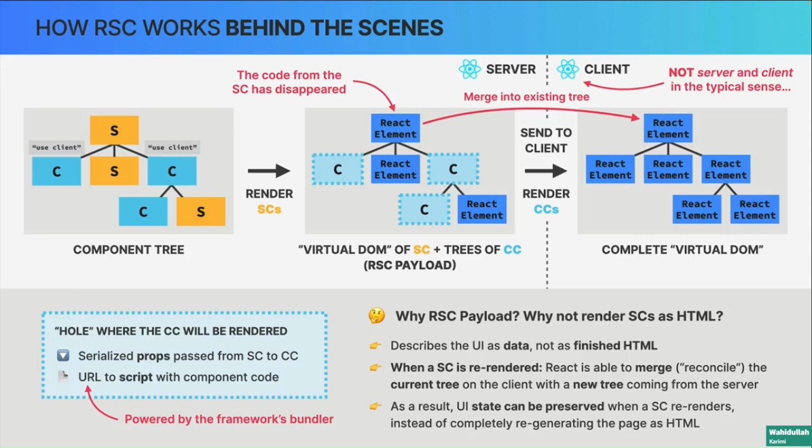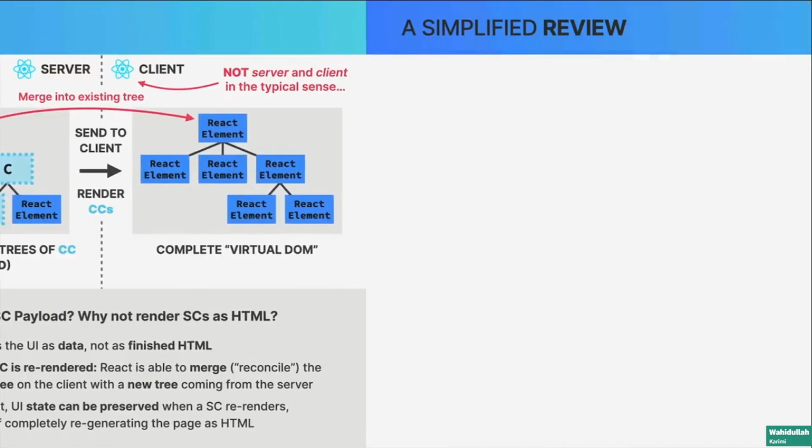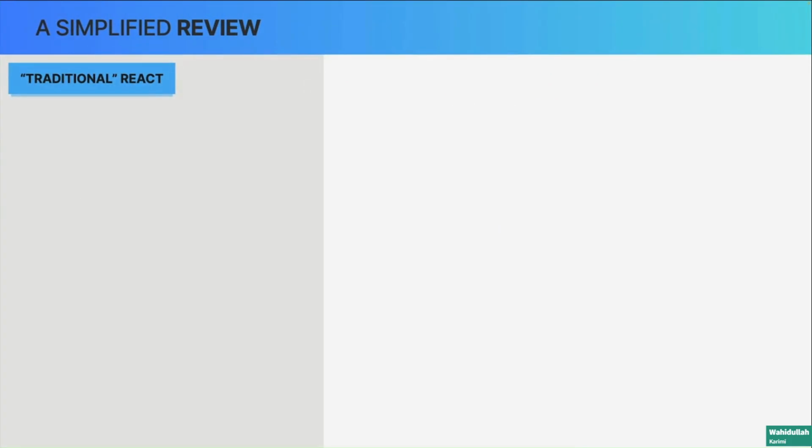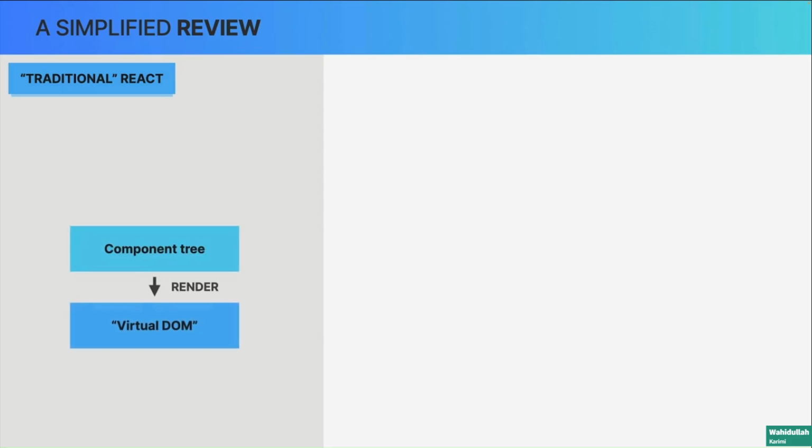Alright, and now to summarize and consolidate all we just learned, let's go back again to how rendering works in traditional React and compare it with rendering in RSC. And I believe this will be pretty helpful. So in traditional React, it's all very simple. A component tree is simply rendered to the virtual DOM, which is then committed to the real DOM, which results in a bunch of DOM elements representing the original component instance tree.